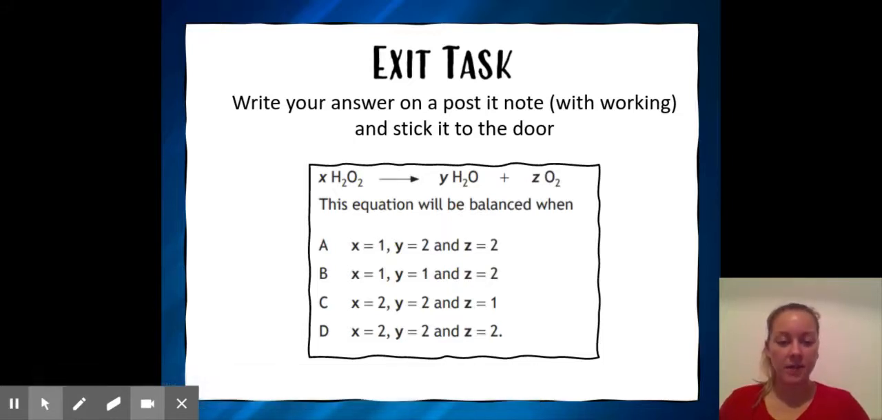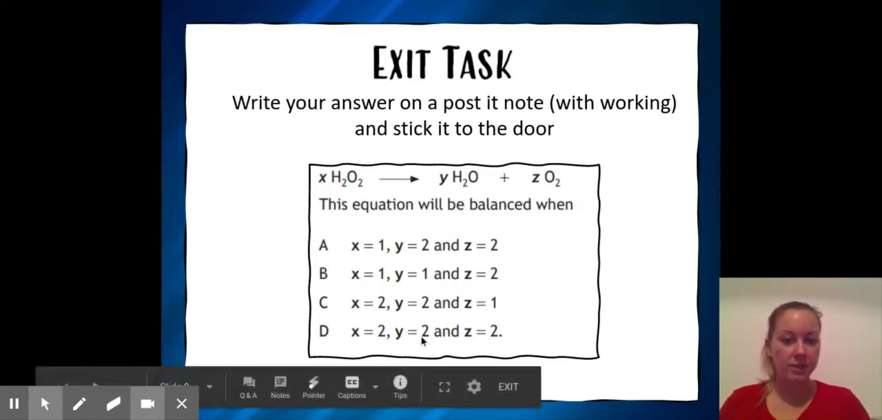C and D this time have an X value of 2. So if we put 2 in this time, then we have 4 hydrogens and 4 oxygens on the left, because we'd have 2 times 2 hydrogens and 2 times 2 oxygens. That would mean that Y would also have to be 2, because if we have 4 hydrogens on the left, we have to have 4 hydrogens on the right. So that means if X is 2, Y needs to be 2 as well, which both C and D are.